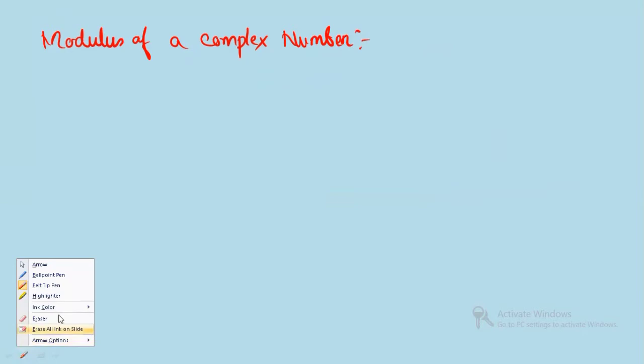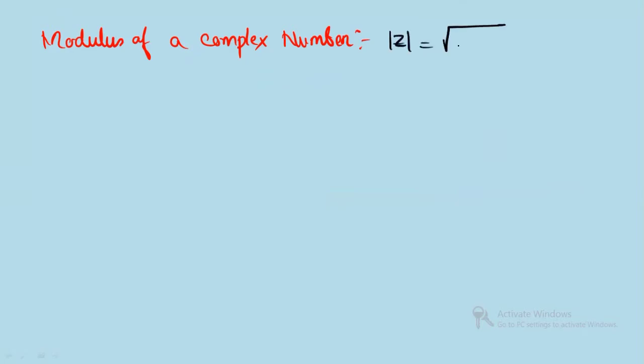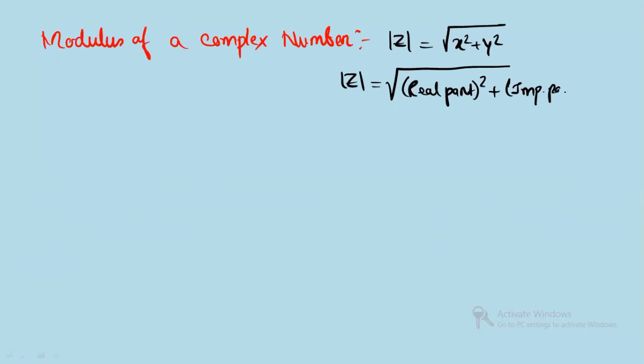Similarly, you will have to know about the modulus of a complex number. How can we write the modulus of a complex number? We already know the modulus of a complex number. It is denoted this way, mod of z, and it is equal to root over x squared plus y squared. That means modulus of z is equal to the square root of the real part squared plus the imaginary part squared.